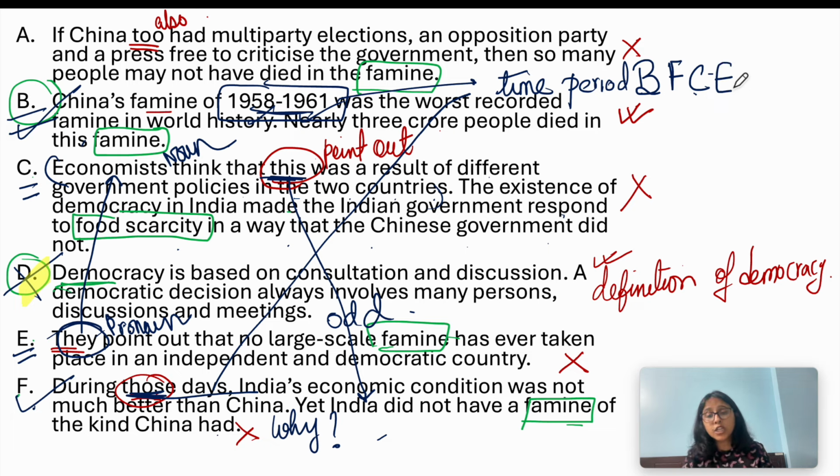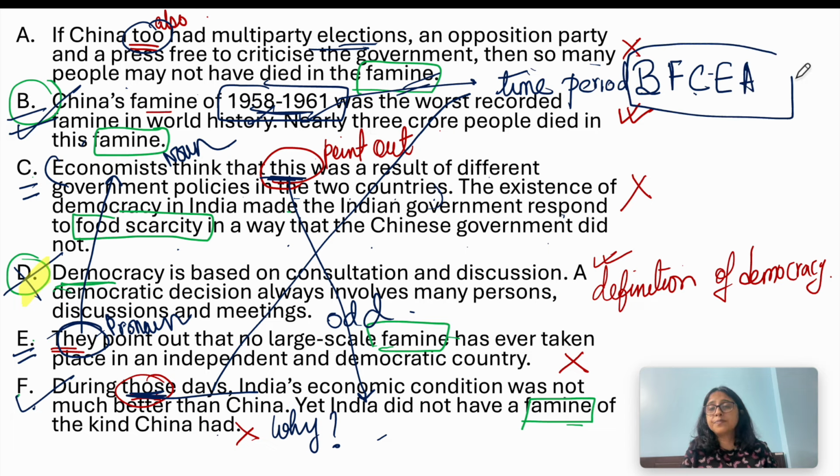Fine. Now the concluding sentence, that if China too had multi-party elections, then so many people may not have died in the famine. Okay, so this is the concluding statement. China too had, now China is being compared with India, that India had multi-party elections, there was democracy in India. If China too had multi-party elections, then this wouldn't have happened.